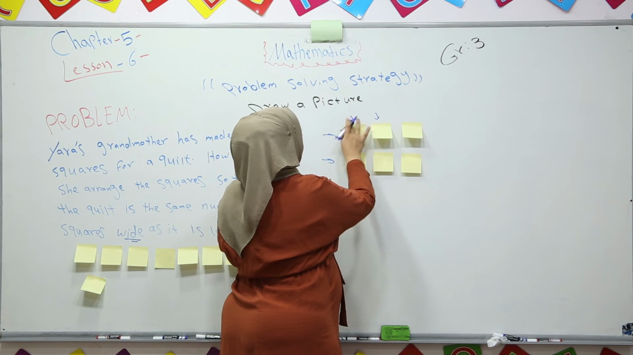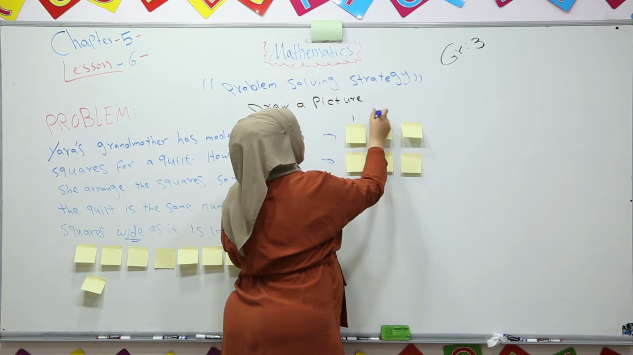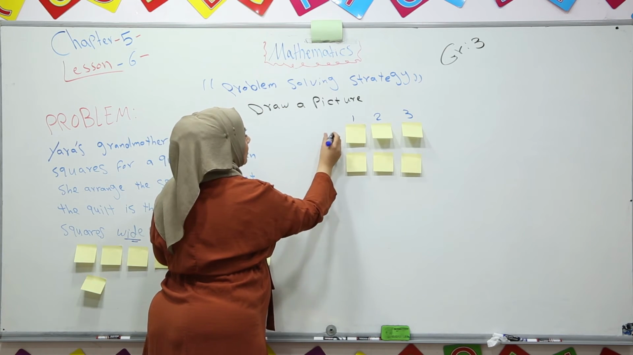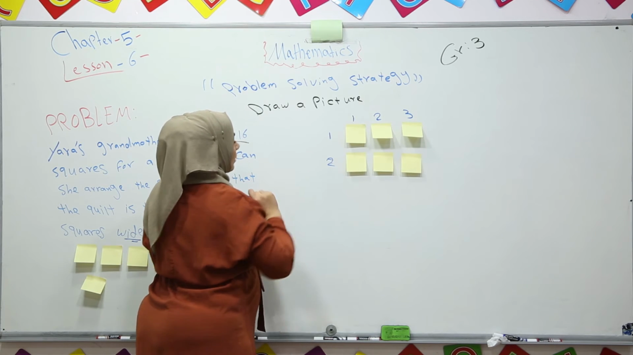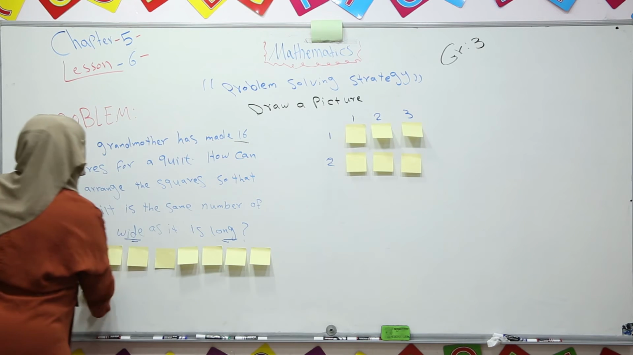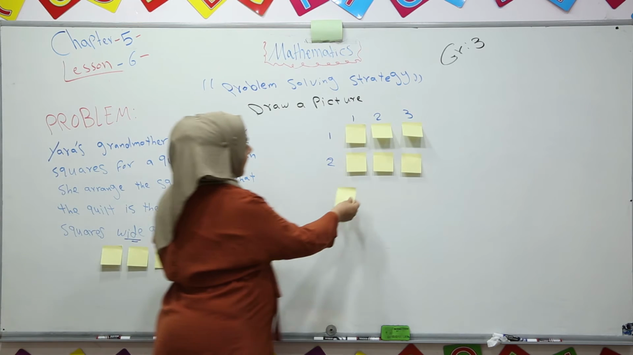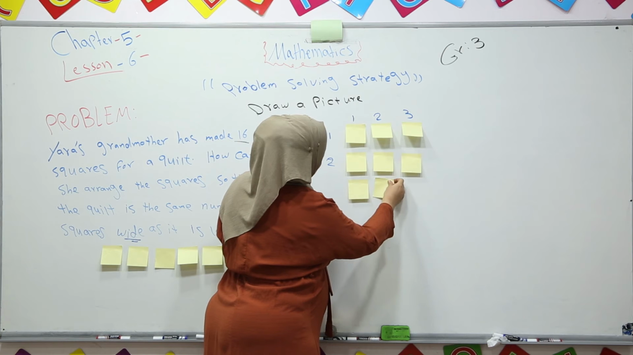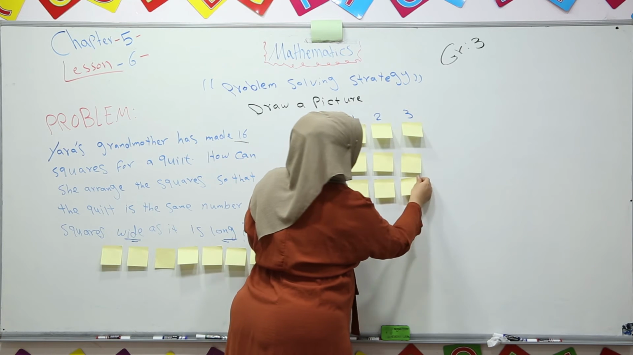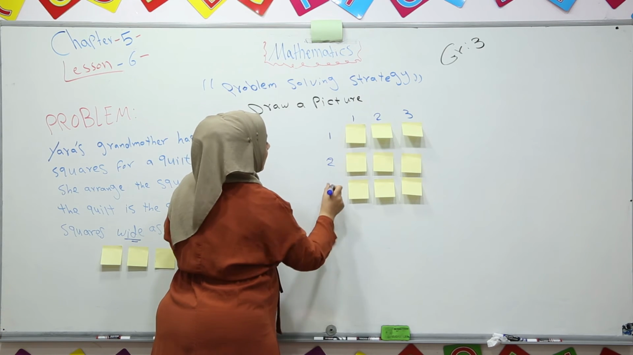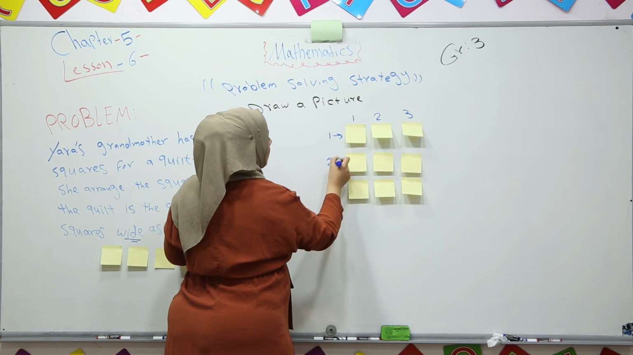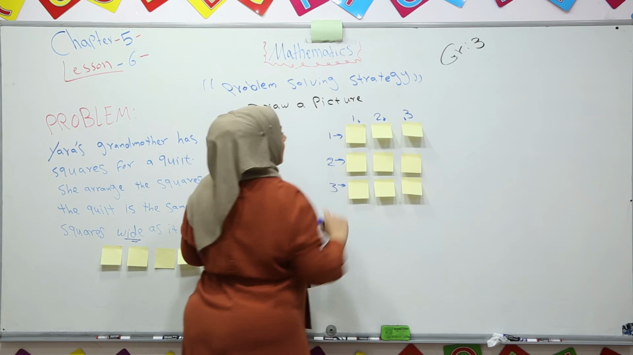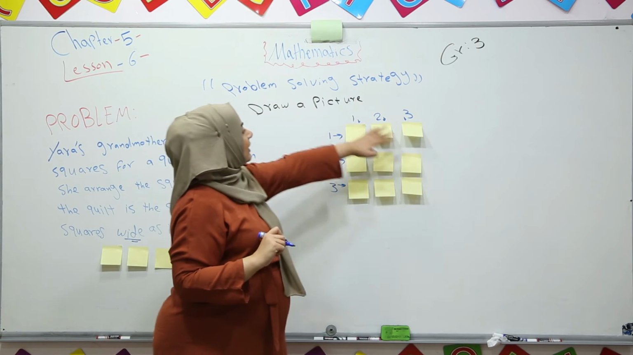Now I have 1, 2, 3 columns. I have 3 columns. But how many rows do I have? 1, 2. I have 2 rows. So I should make 3 rows, okay? Look at here. Now I also have 3 rows, 1, 2, 3. And also 3 columns. The number of rows is equal to the number of columns.